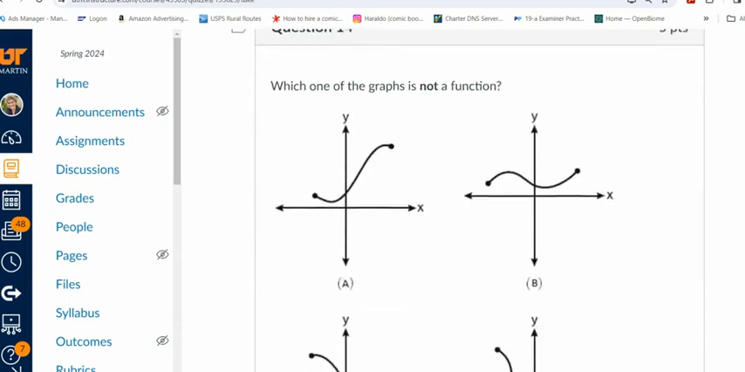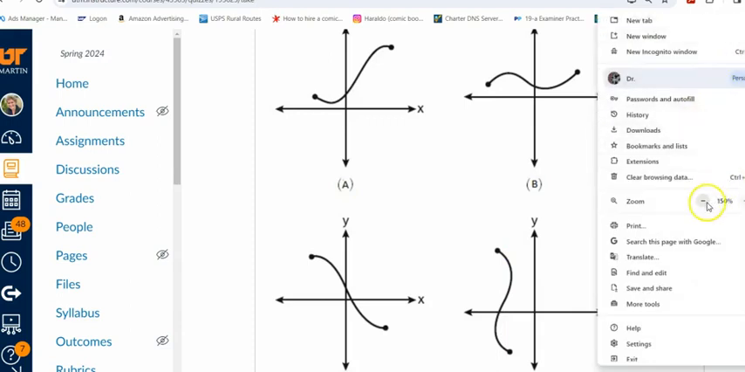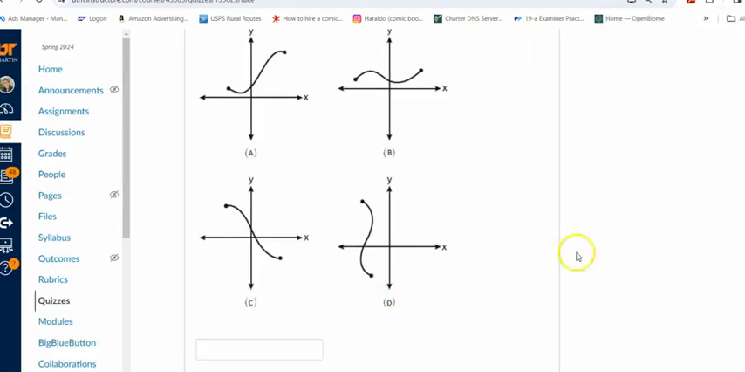Okay, which of these graphs is not a function? Well, you have to do the vertical line test. And this graph here does not pass the vertical line test. We have a vertical line that is intersecting it more than once. So just from these two intersection points here, this one is not a function. Okay, so now with the labeling, we can see that D is not a function.